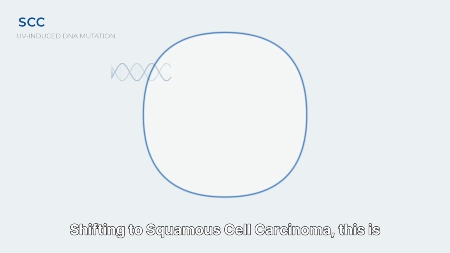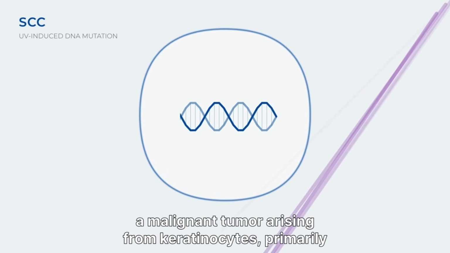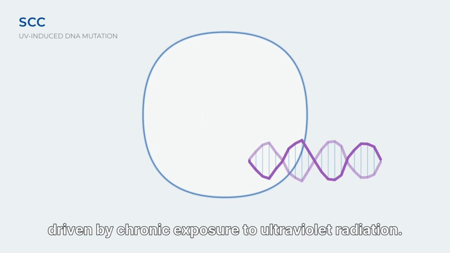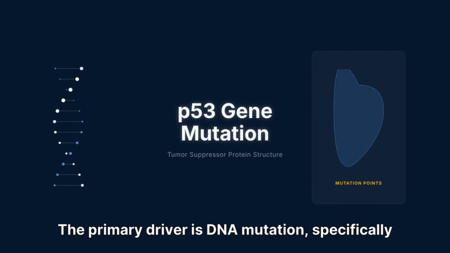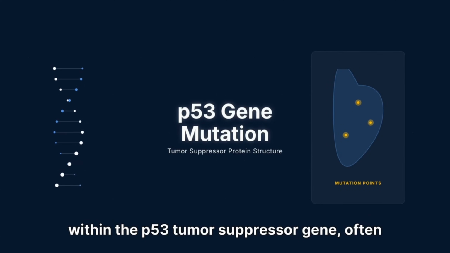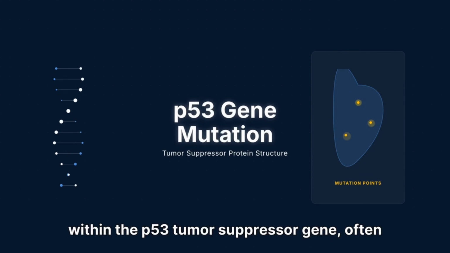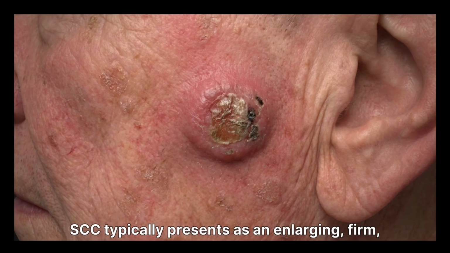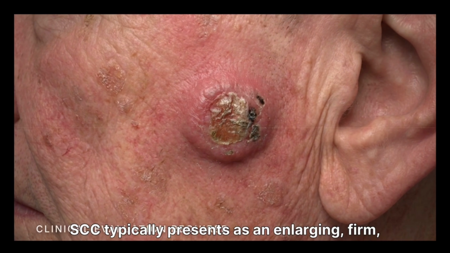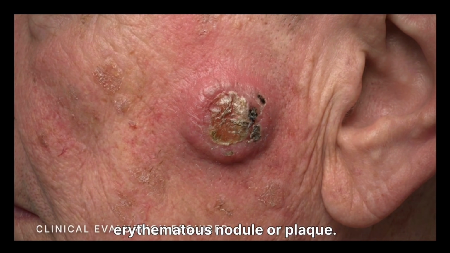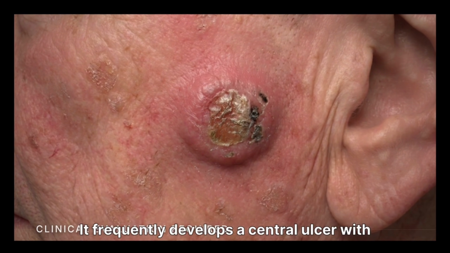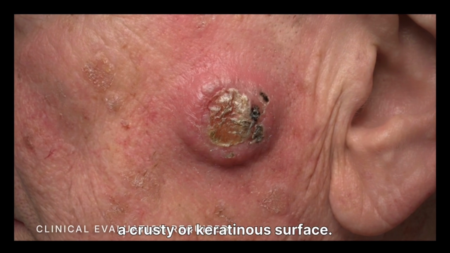Shifting to squamous cell carcinoma, this is a malignant tumor arising from keratinocytes, primarily driven by chronic exposure to ultraviolet radiation. The primary driver is DNA mutation, specifically within the p53 tumor suppressor gene, often exacerbated by chronic inflammation or long-standing wounds. SCC typically presents as an enlarging, firm, erythematous nodule or plaque. It frequently develops a central ulcer with a crusty or keratinous surface.